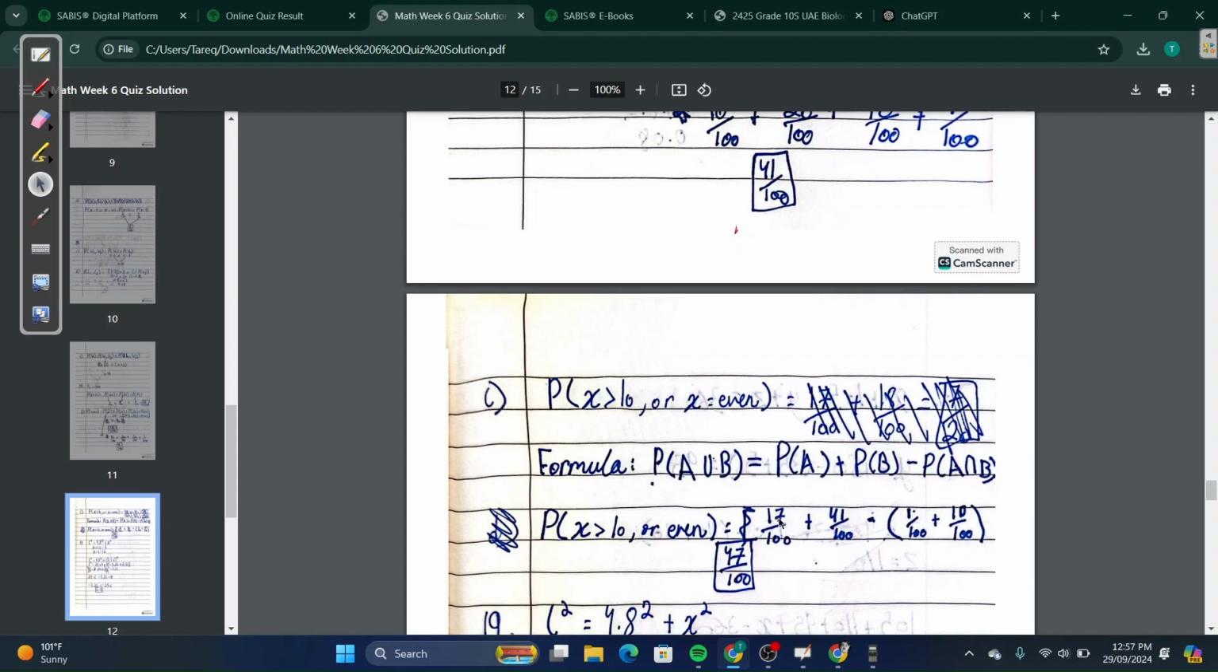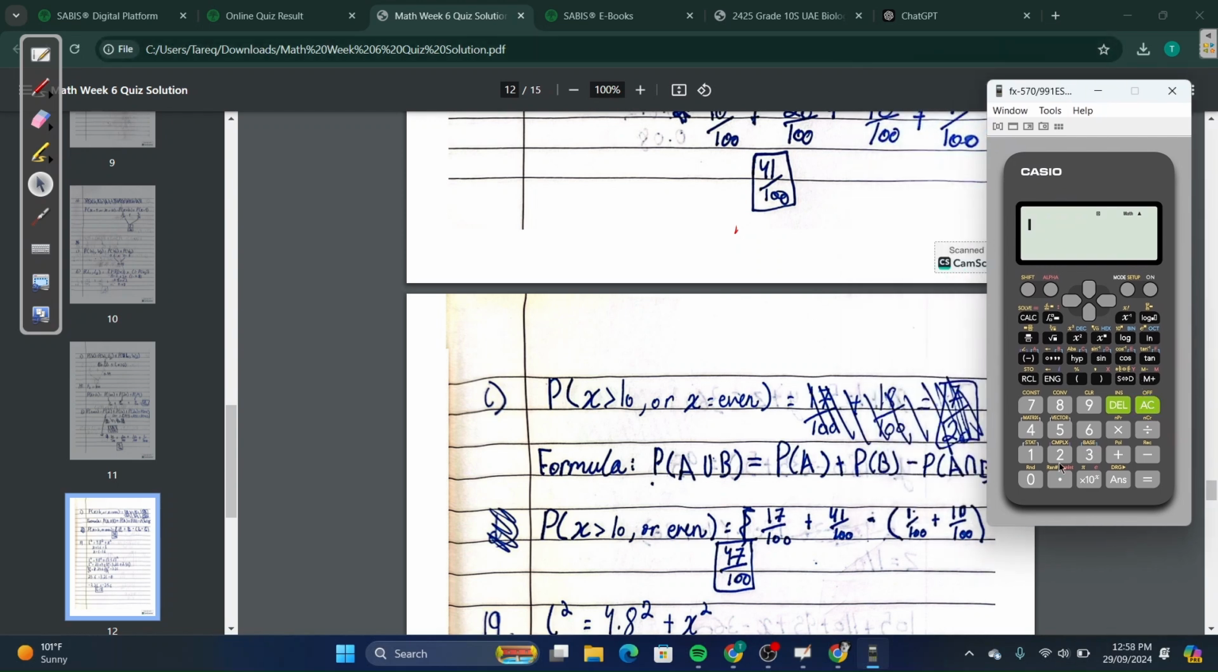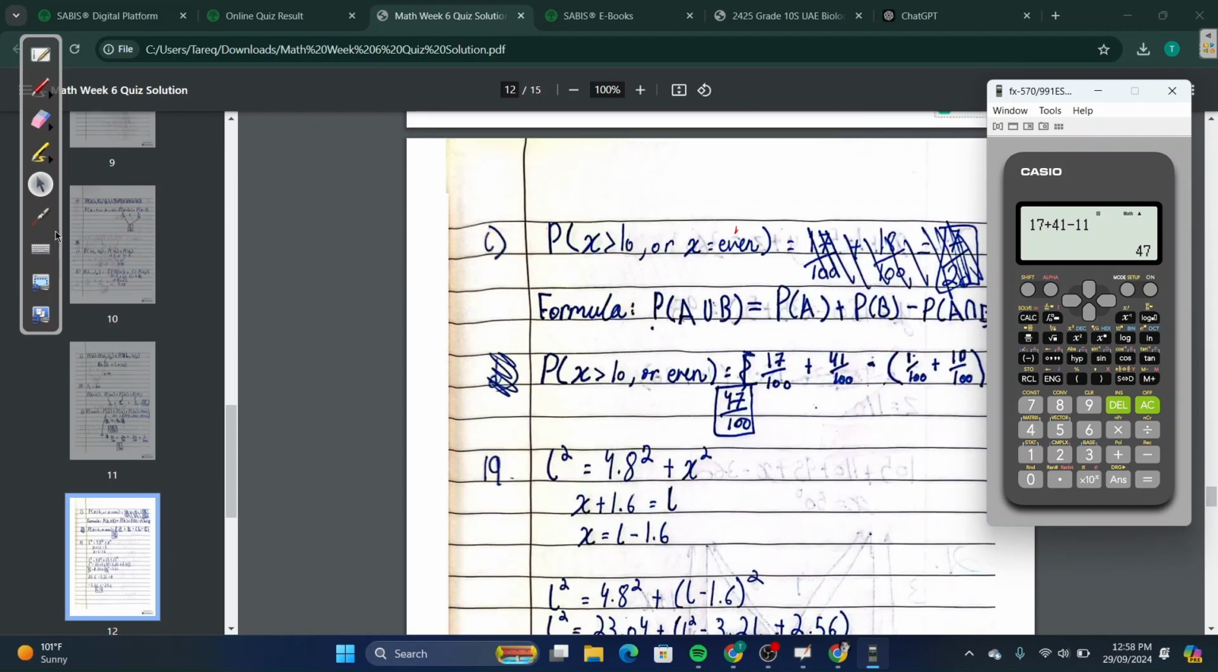So then you do this on a calculator. I'll do it right now. 40. Since they're all over 100, I can just put them without the denominator and put the denominator later. 70 plus 41 minus 10 plus 1 is 47. 47 over 100 is your answer. Okay.